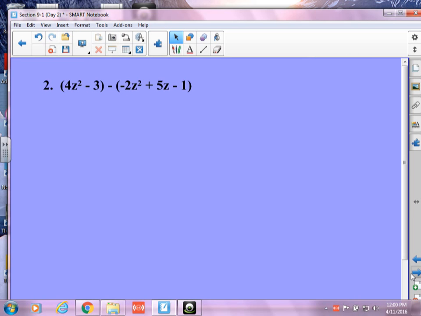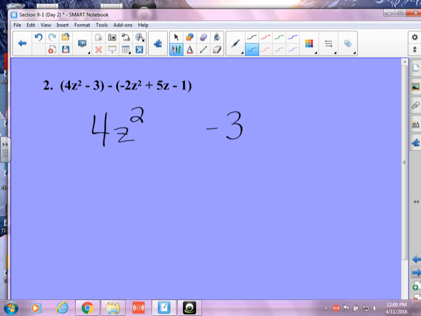All right. Is the first one in standard form? Yes. Is the second one in standard form? Yes. So now it's just a matter of lining them up. So the first one, I'm going to write 4z squared. I'm going to leave a little space and I'm going to go minus 3.